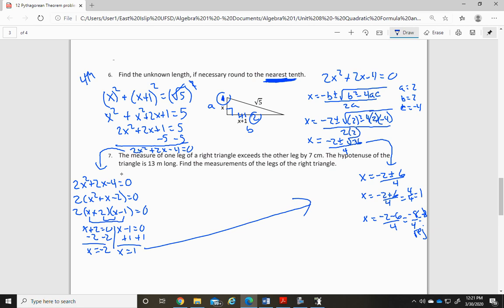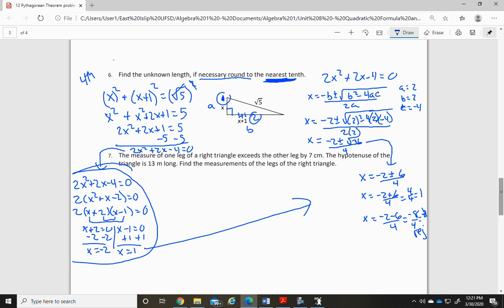Same exact answers. I think this was quicker, but silly me, I saw nearest tenth, and it says if necessary round to the nearest tenth. So maybe I should have given it a shot of factoring before I went straight to the quadratic formula. In the end, it doesn't matter. If you're showing your work and you're getting the right answer, that's great. If it specifically said use the quadratic formula, then you must. And if it specifically said to factor, then you must. But otherwise, you have your choice.